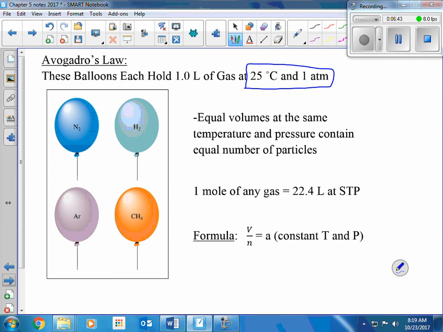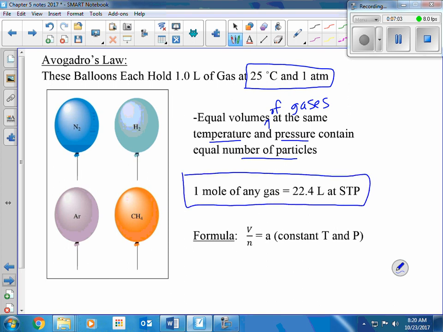So what Avogadro is saying is that if I have equal volumes of gases, because we are talking about gases here, at the same temperature and pressure, they contain an equal number of particles. So the same temperature and pressure, equal number of particles. So he said this famous law that we know, that 1 mole of any gas equals 22.4 liters at STP. And so you can see over here that we have nitrogen, hydrogen, methane, and argon gases. And their balloons are all going to be the same. They all are going to have the same number of particles, 6.02 times 10 to the 23rd, if they all have 22.4 liters and are at STP.